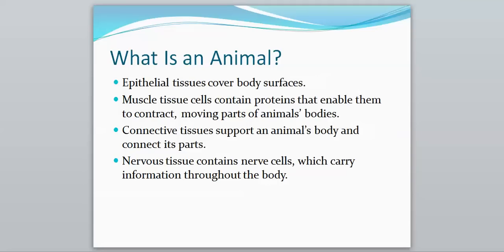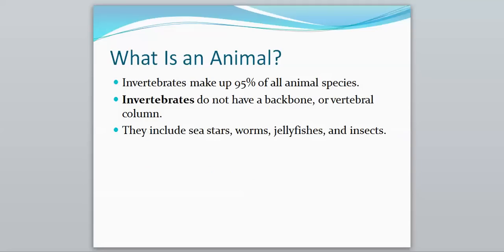And so to continue on with what is an animal, the first type of animal that we're going to look at are called invertebrates, and these make up 95% of all animal species. So they dominate the animal kingdom. And these are animals that do not have a backbone or vertebral column. So invertebrate, without a vertebrae. That's what that means. Hopefully you've heard that term before. And they give some examples that include sea stars, worms, jellyfishes, and insects. So these are just some simple examples of invertebrates that we're going to see.